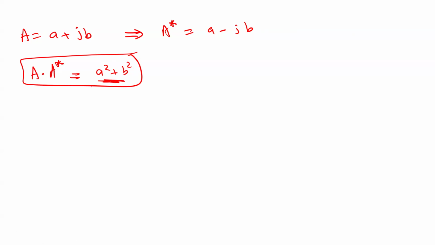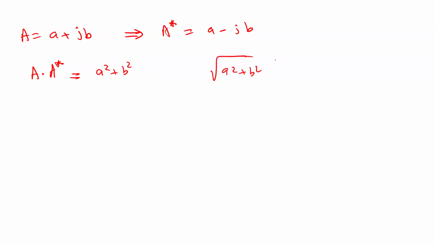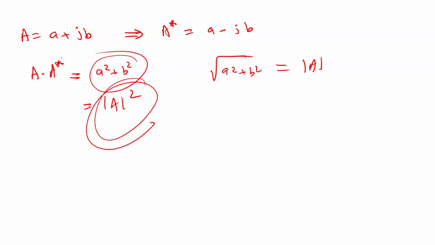And by the way, you remember the square root of A square plus B square equals the magnitude of A. So that means this should equal the magnitude square. So if I multiply a number by its conjugate, what you are going to get is the magnitude square, or A square plus B square, and it doesn't have an imaginary part. Okay, guys?